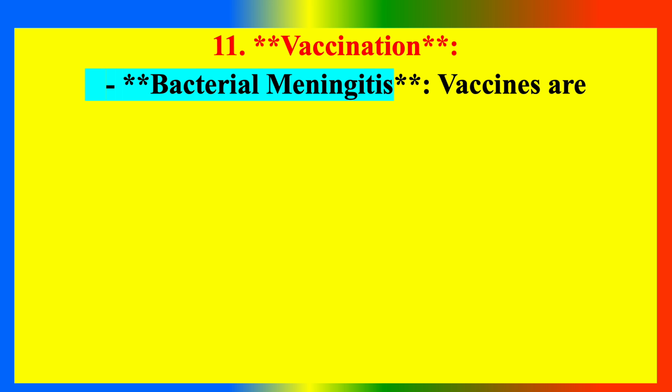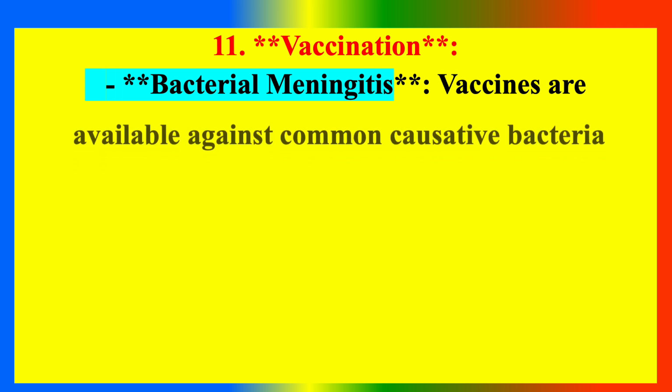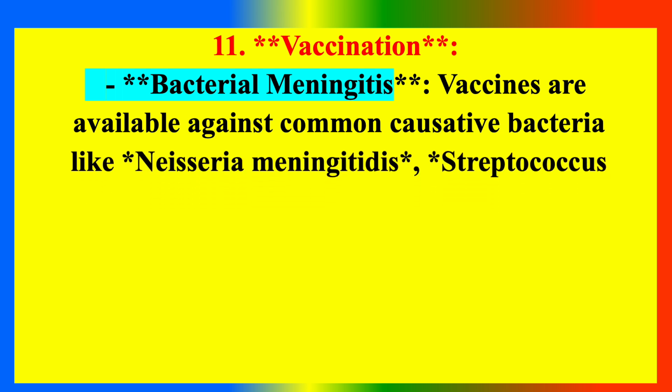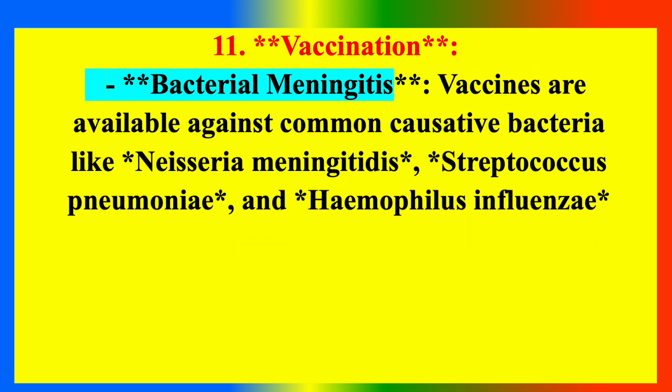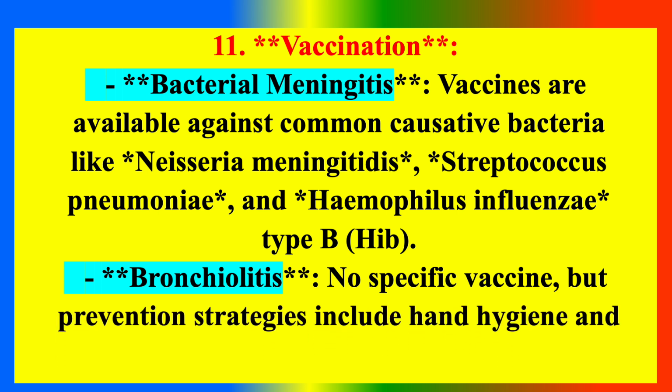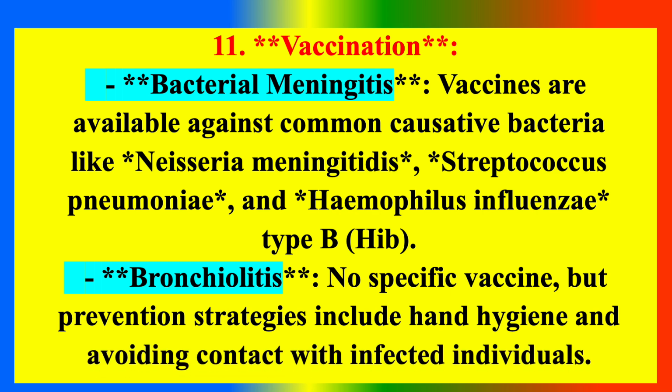Eleven, vaccination. Bacterial meningitis vaccinations are available against common causative bacteria like Neisseria meningitidis, Streptococcus pneumoniae, and Haemophilus influenzae type B. Bronchiolitis, no specific vaccine, but prevention strategies include hand hygiene and avoiding contact with infected individuals.